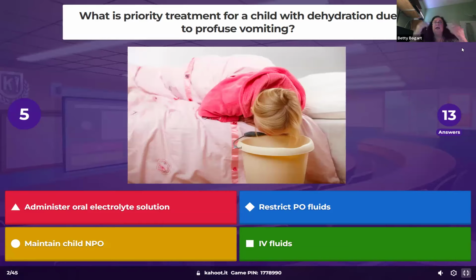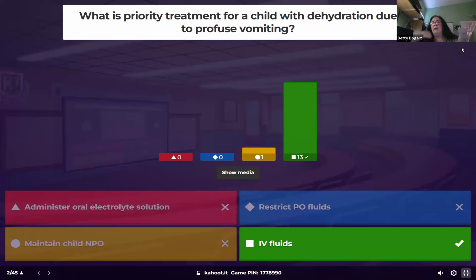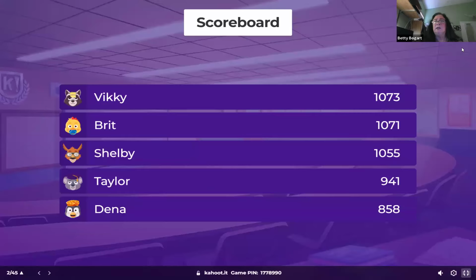So remember, dehydration can be treated orally or IV. If you're vomiting, you don't want to give them more to vomit. You're going to give it IV. If it's diarrhea, you're going to give food and you're going to give oral fluids. So again, that's a concept you need to know.